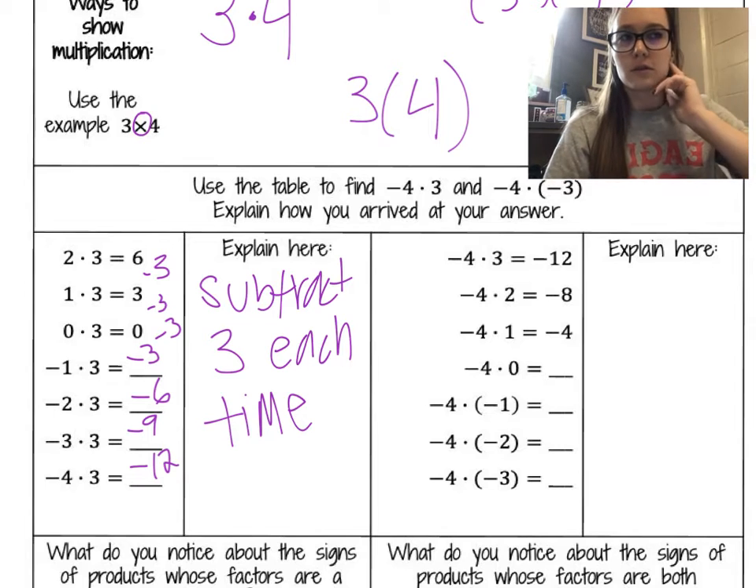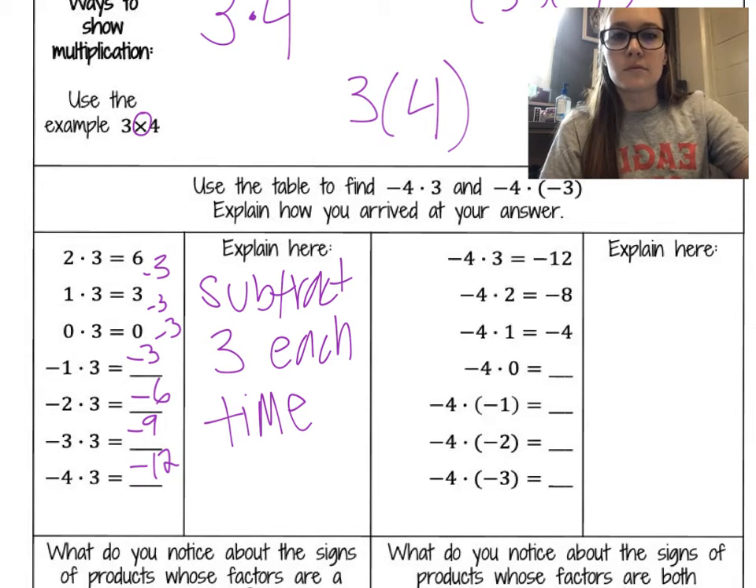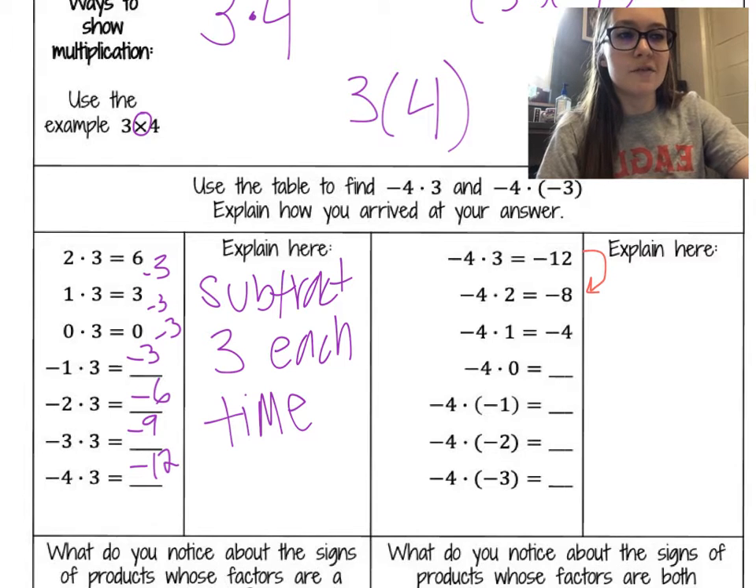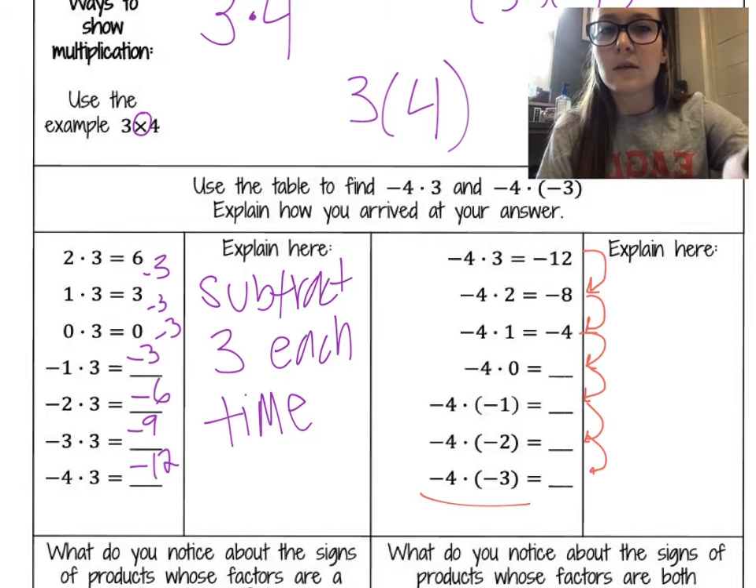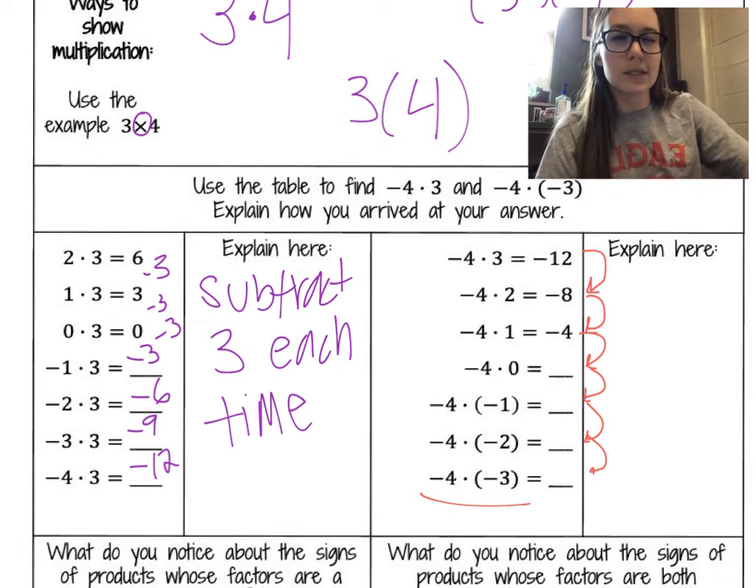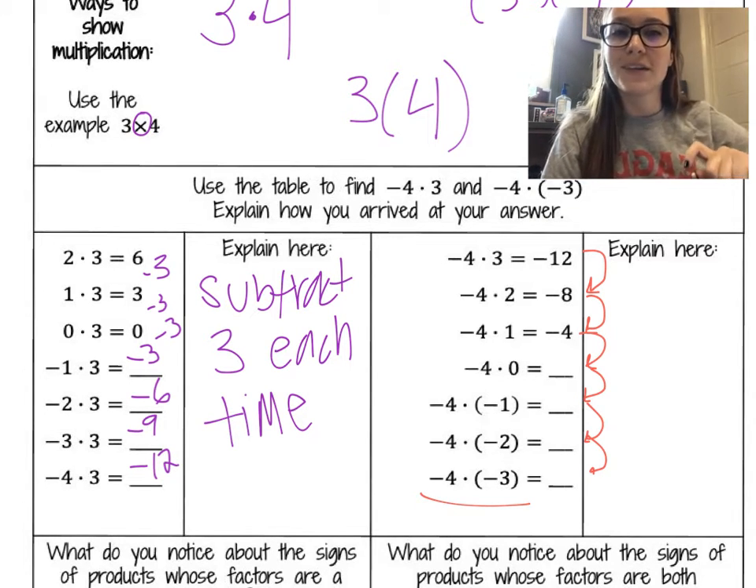All right, so same thing on this next table. How do I go from -12 to -8? -8 to -4. Okay, continue until you get to -4 times -3, and then write about what you did to get to that answer. So pause the video now and try it.